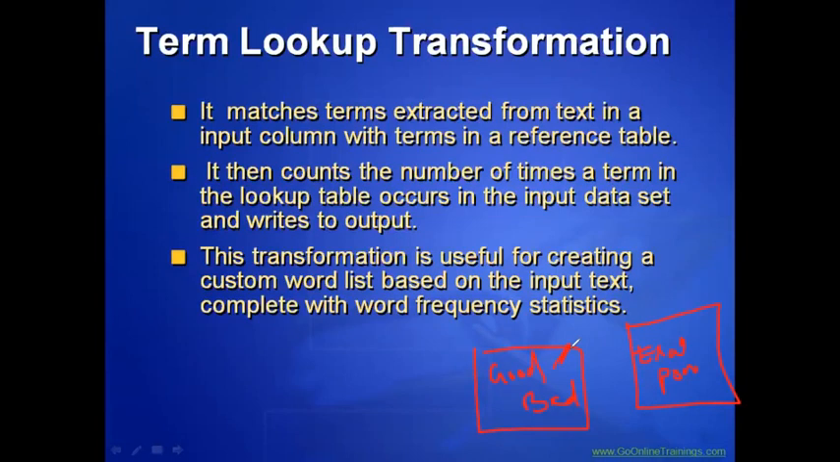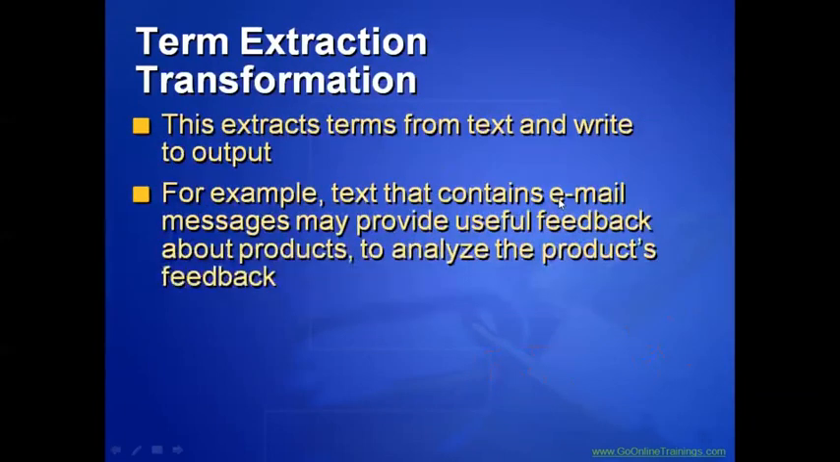So based on the charts, I wanted to give the feedback. If many people said good, you see good that many times. If many people say bad, then you could say bad, worst, not good, something like that. Okay? So based on that, you will understand how the movie is doing. This is one thing that you can do. So this one extracts terms from the text and writes them into output. Text that contains email messages may provide useful feedback about the products to analyze the data.